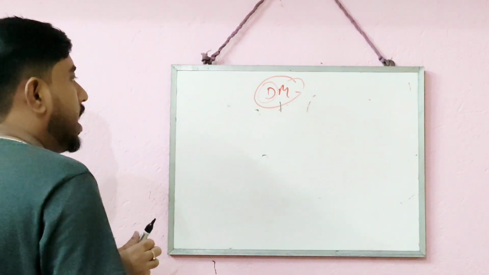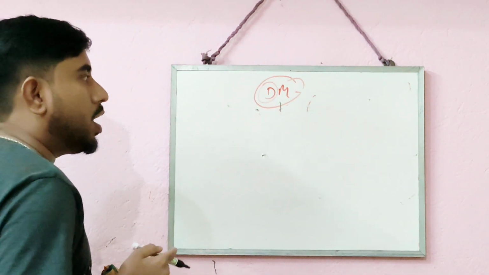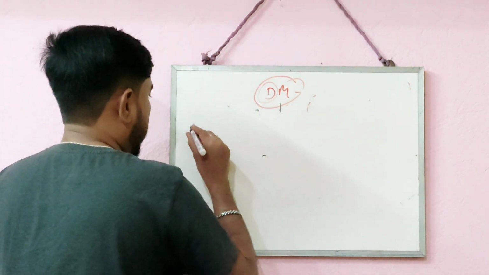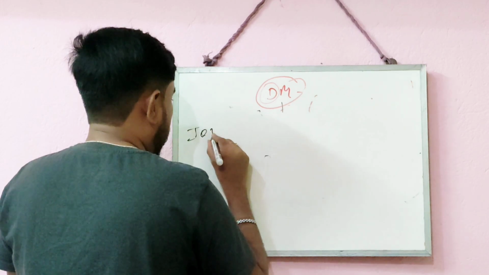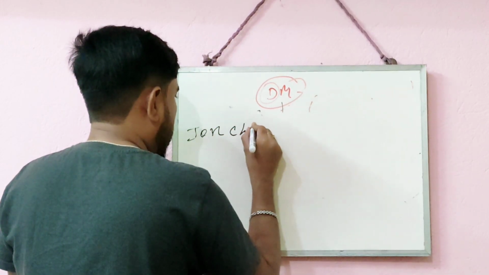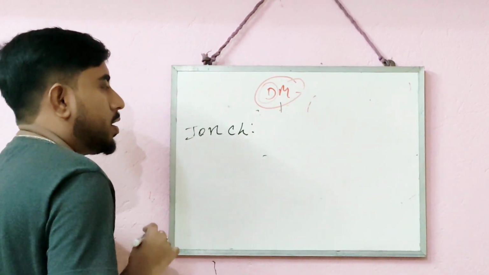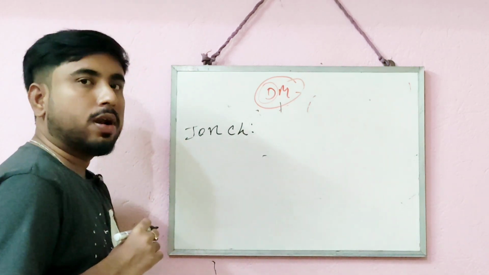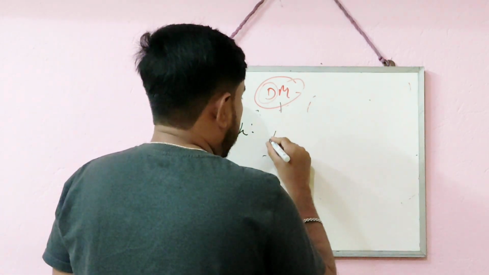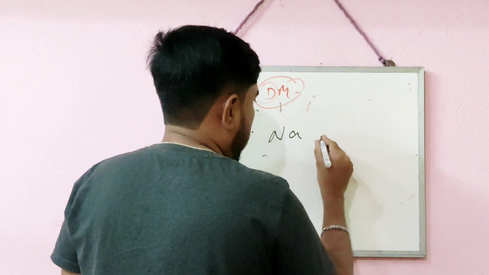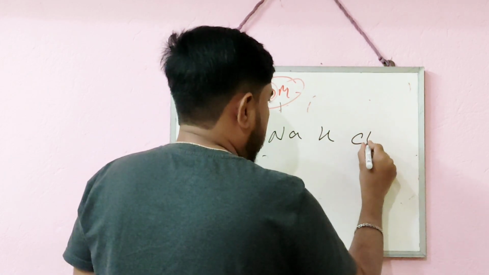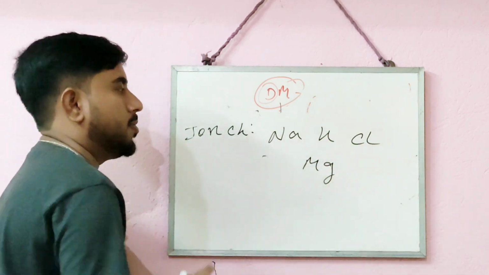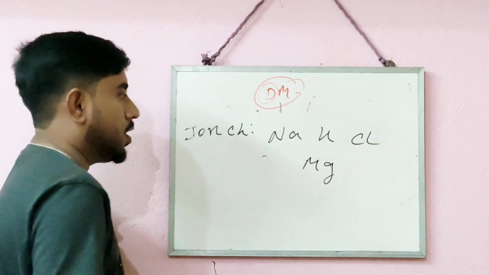So the next component which is going to help drug in showing its action in a specific part of the body is the ion channel. We know what ions are. There are different molecules present in our body that we require: sodium, potassium, calcium, some kind of magnesium. We know magnesium helps in glycolysis, all these things.